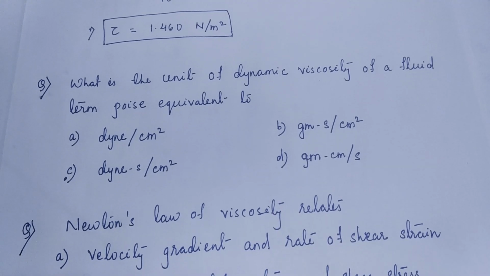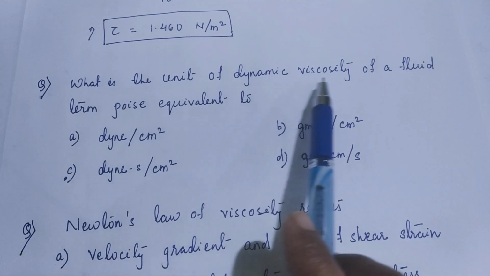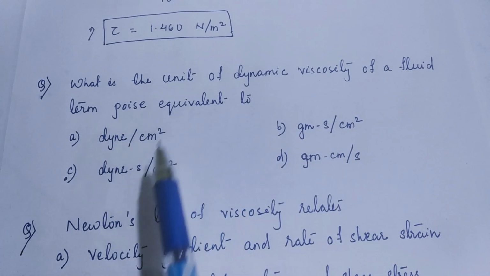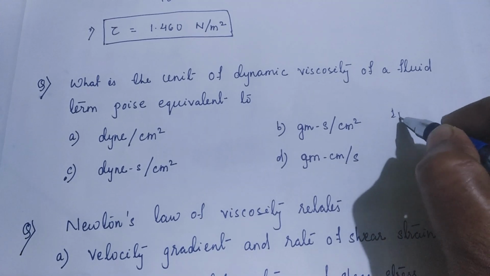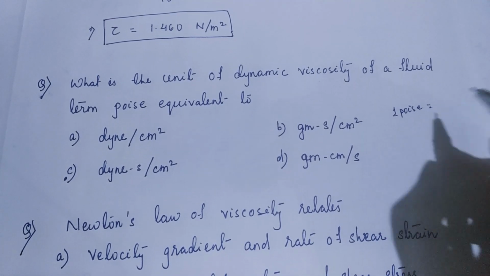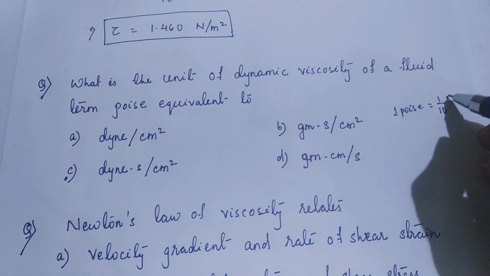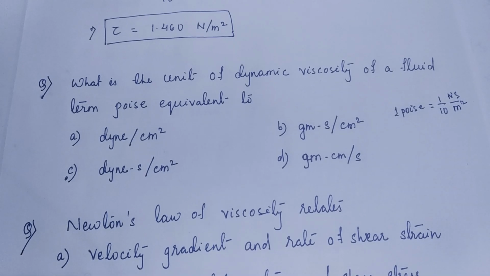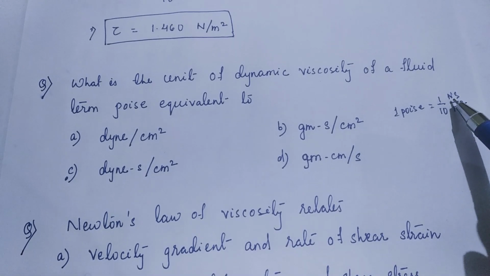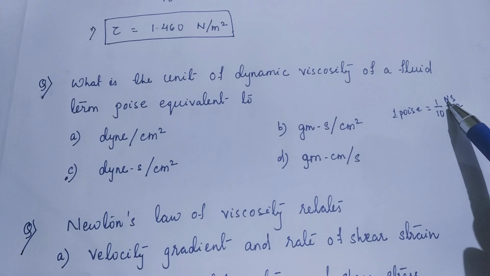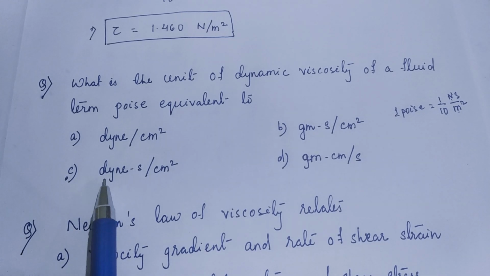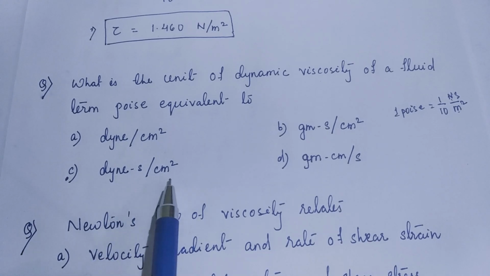So here is the next question. What is the unit of dynamic viscosity of a fluid termed poise equivalent to? So we know that one poise equal to 1 by 10 Newton second per meter square, right? So here we can say in CGS unit, this Newton is expressed as dyne, second remains the same, and meter is expressed as centimeter square. So option C is the right answer, that is dyne second per centimeter square.